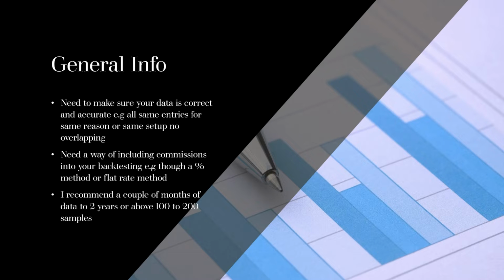So some general info. Need to make sure your data is correct and accurate, e.g. all same entries for the same reason or the same setup, no overlapping. In the future, it is really good to find out what systems can be played at the same time to diversify your system portfolio, to make sure that when one is doing bad, the other one is doing good. So kind of like a negative correlation. That can be really useful.